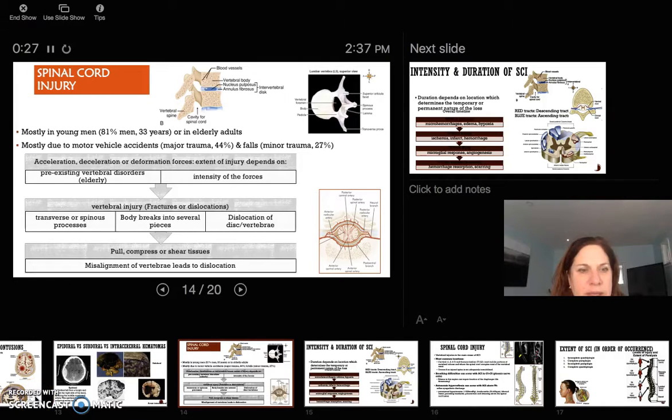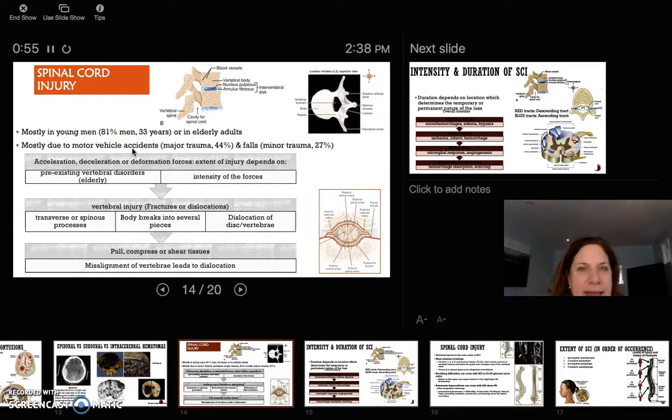Hi guys, this is part two, so we're just going to finish our slides and then we'll do a review of the most important parts. So again, spinal cord injury occurs mostly in young men, 81%, and the rest are generally elderly adults, average age 33 years old men. Mostly due to MVA, so motor vehicle accidents.